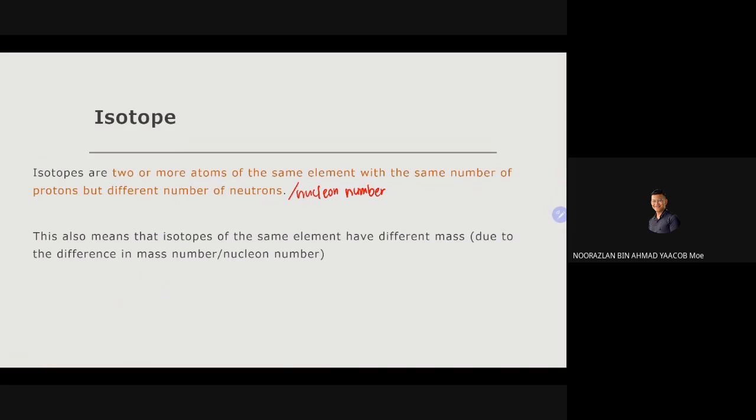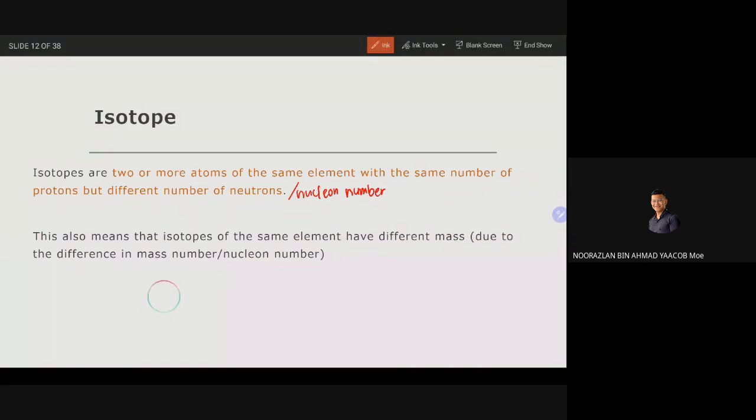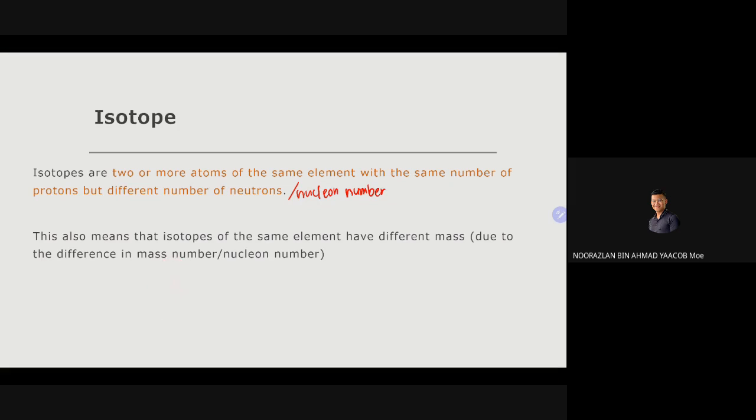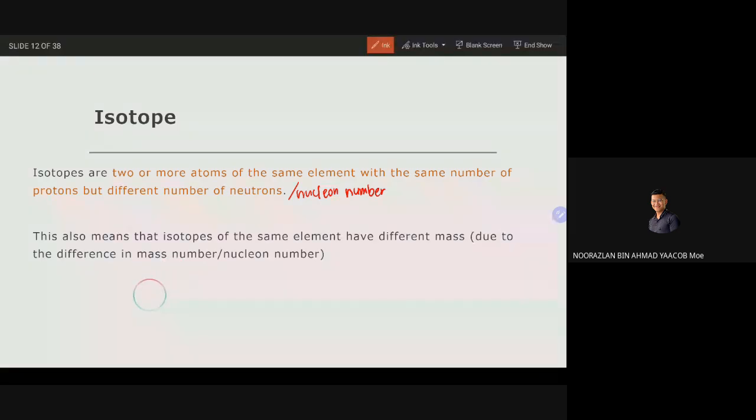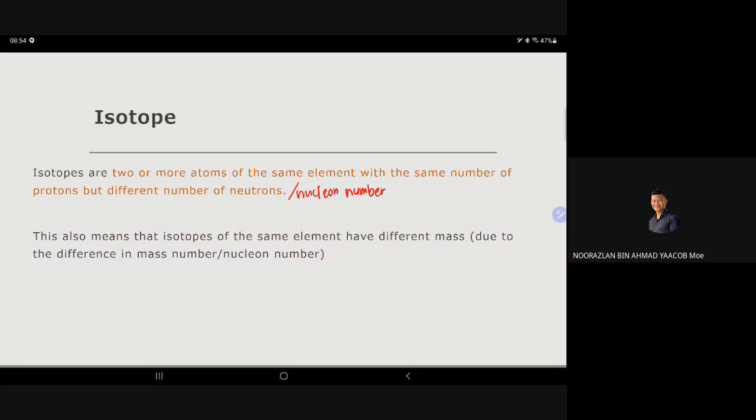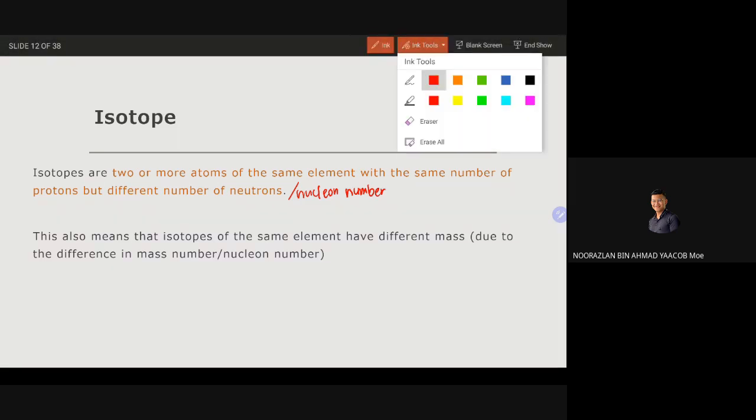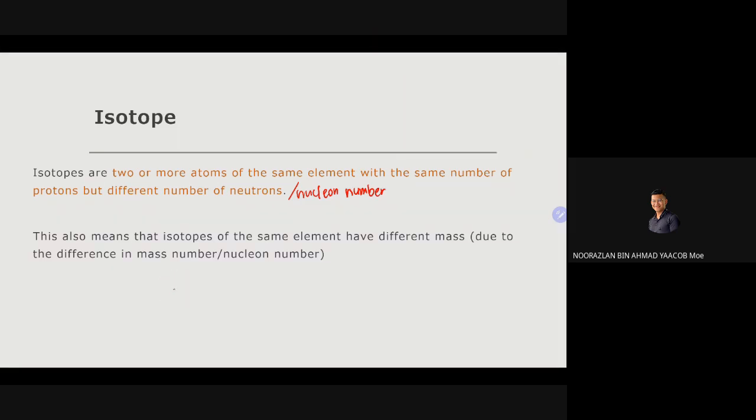chlorine, mass, okay, atomic mass of chlorine, ataupun relative atomic mass of chlorine, Cl. Okay, so mass of chlorine, as you know, is 35.5 kan? Okay, so this is the mass of chlorine, relative atomic mass of chlorine. 35.5 because chlorine has different isotope.